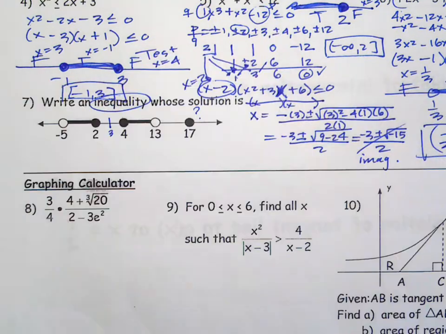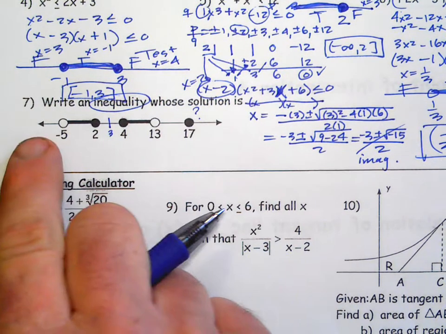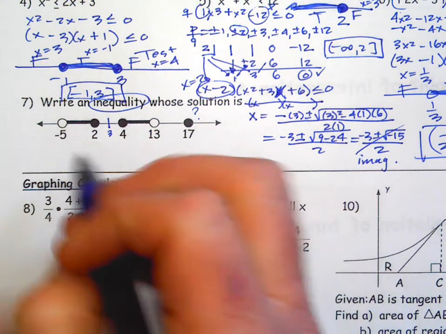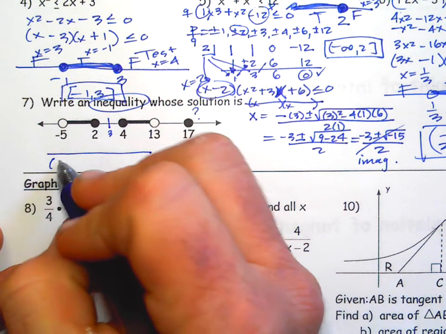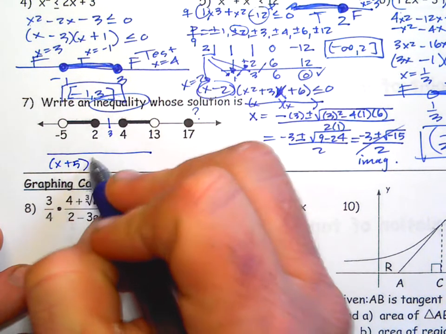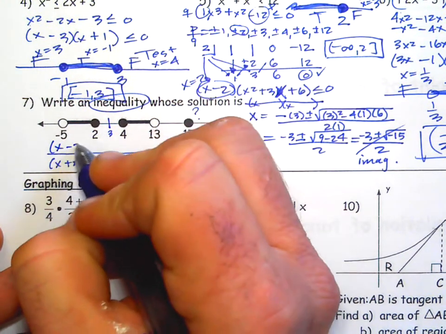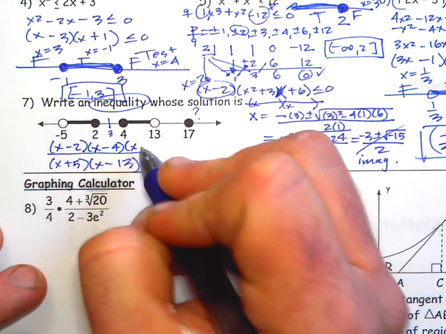Now, we can't do a polynomial inequality. We could do a polynomial inequality if they were all solid or all open. But because some are open and some are solid, that means for sure it's coming from a fraction. Okay? So the open ones have to come from the bottom. X plus 5, x minus 13. The closed ones have to come from the top. X minus 2, x minus 4, x minus 17.